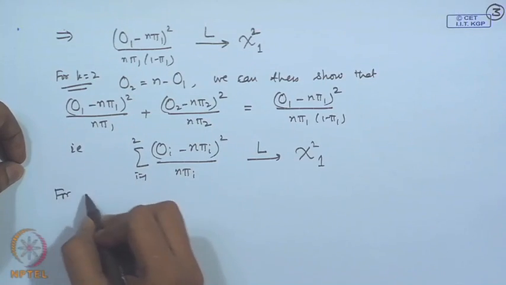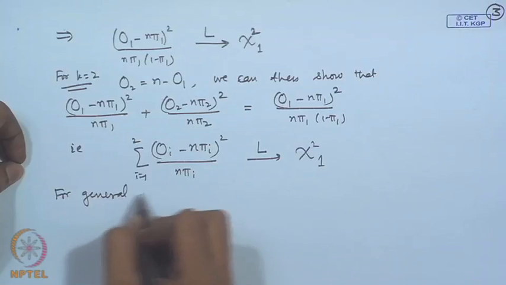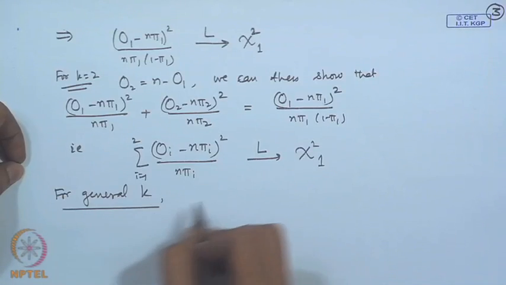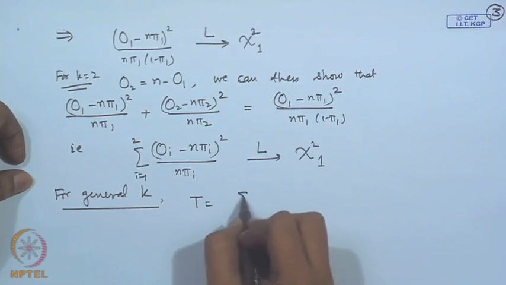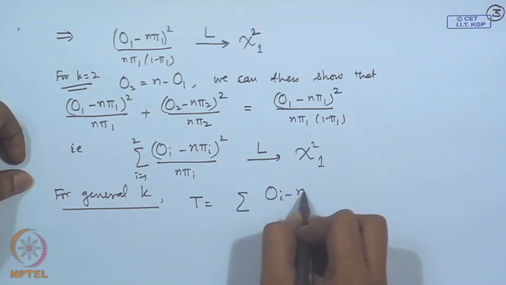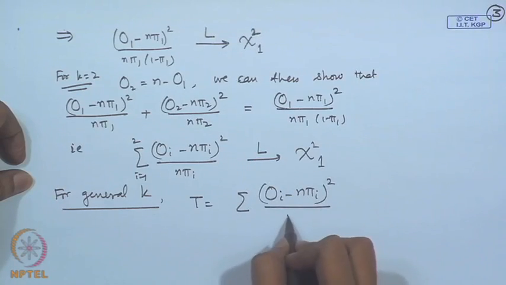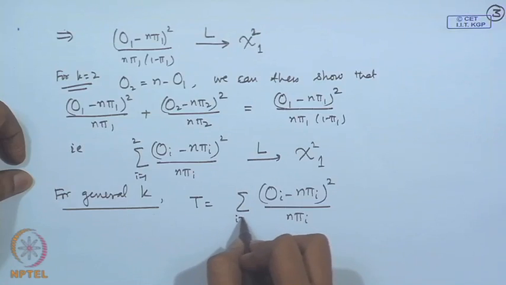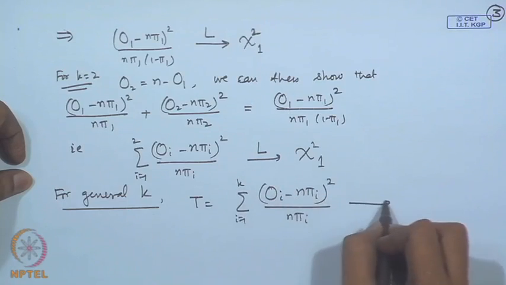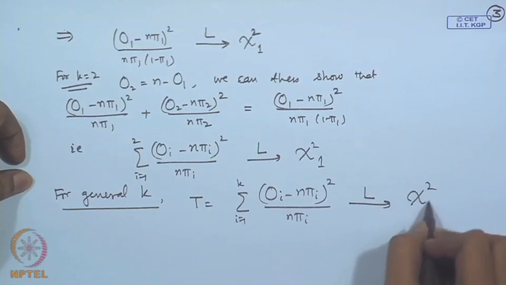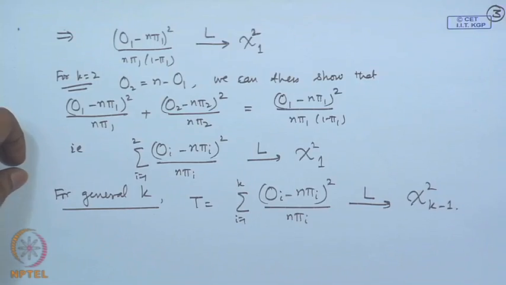For general k, we can proceed in the same way. We can show that the distribution of sigma (Oi minus n pii) square divided by n pii, i equal to 1 to k, is asymptotically chi square on k minus 1 degrees of freedom.